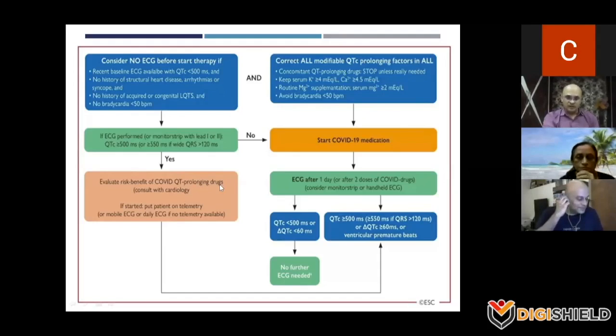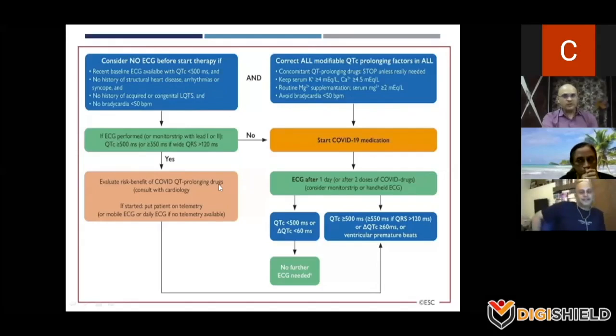And if it is necessary to give a QT prolonging drug in COVID positive patients, then definitely give it with monitoring of QT interval. For suppose if the baseline QT interval is less than 500, you can start the drugs and repeat the ECG on day 2 or day 3, and if the QT has not prolonged more than 60 milliseconds, you can continue giving the medication. If the QT prolongation is more than 60 milliseconds from the baseline, you need to stop the drug.